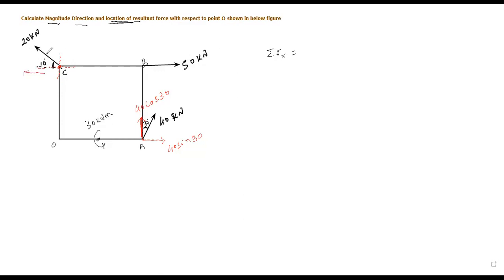Is it clear or not? Please confirm. So this is 20 cos 10 and this is 20 sin 10. Students, please confirm me. Is it clear or not? Clear, check. Fine. I want more answers. Okay, let's go.